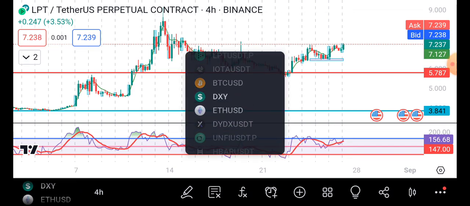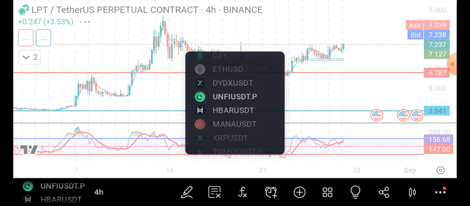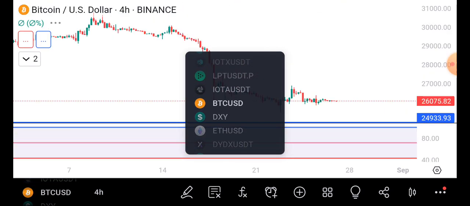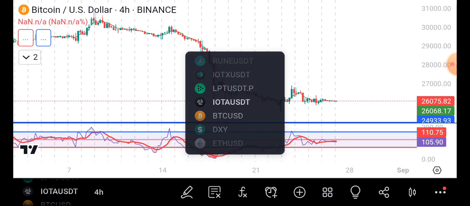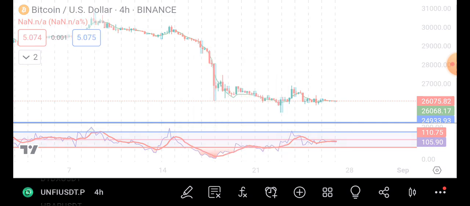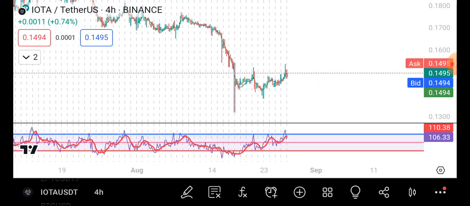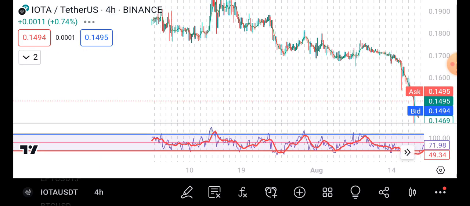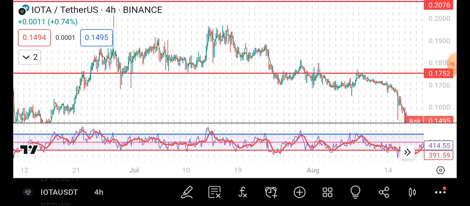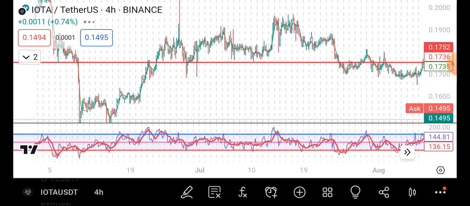Let's pick any other one. Let's pick Unify. Okay, let's check Unify. Now, all you need to wait for is what? Your break of structure. Now, we have a break of structure right here.